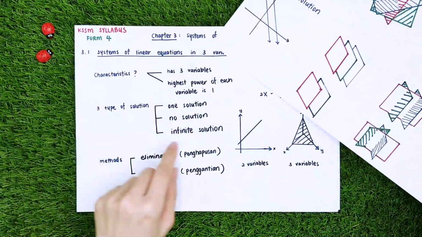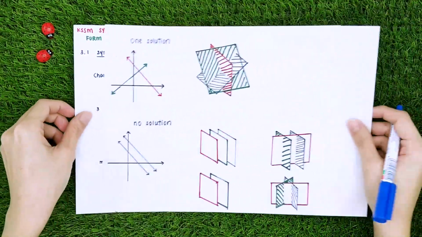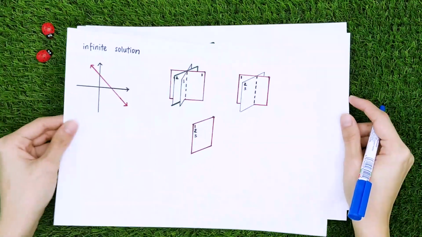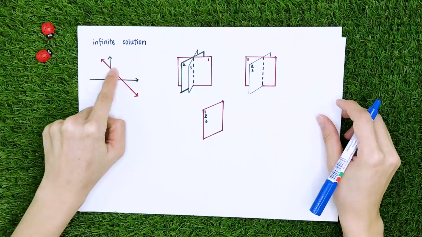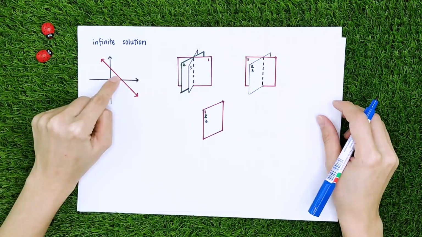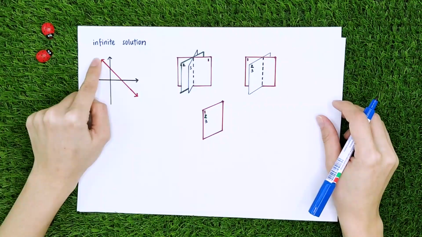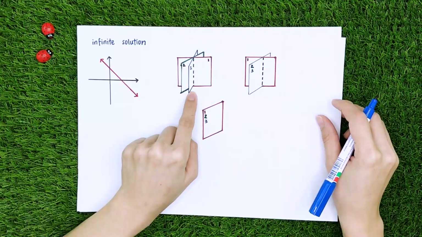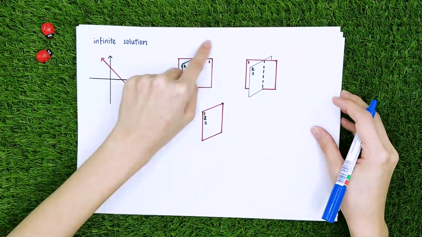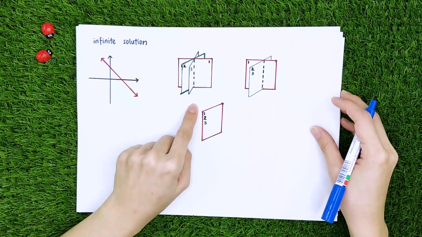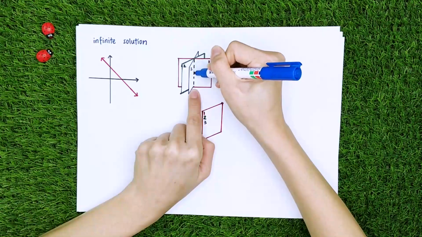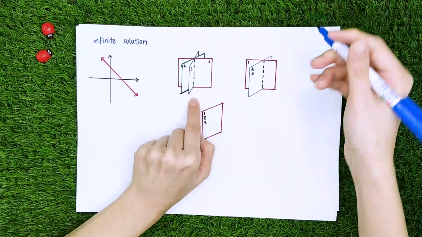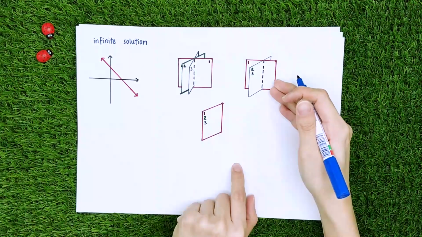The last one is infinite solution. What does infinite solution mean? For 2 variables, the 2 lines lie on each other. Instead of meeting at one point, the lines intersect in a straight line. When it comes to 3 variables, the same thing happens. All the 3 planes intersect in a straight line. So there is not only one solution; every point on the straight line is a solution. Here is also an example of infinite solution.